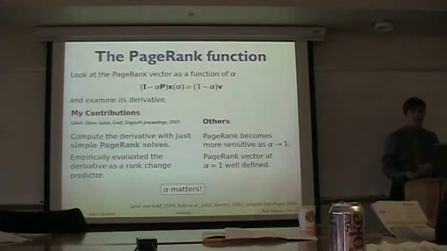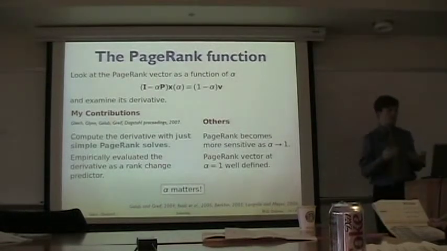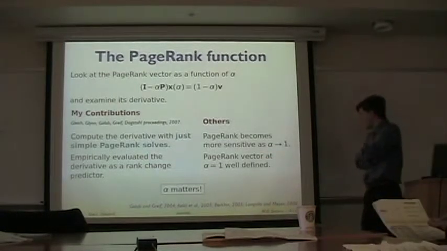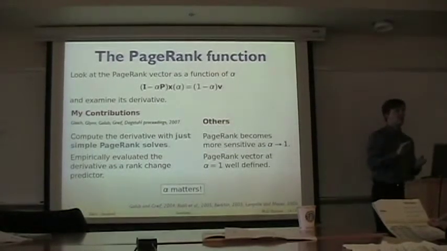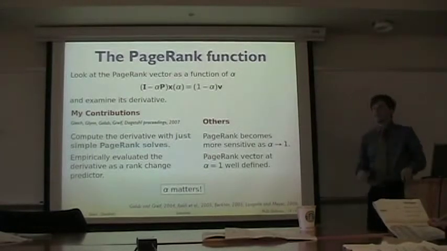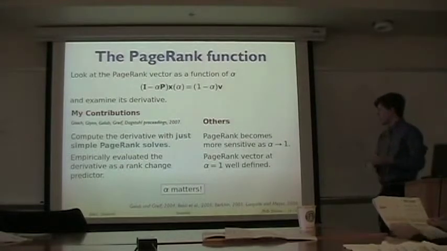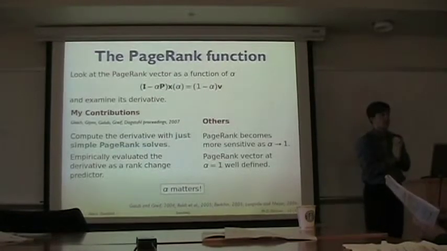Around the same time, people were also looking at the same function of alpha. It was sort of in the air at that time, so everyone was looking at this particular topic. What you can show is that this vector becomes more sensitive as alpha goes to one. As people are constantly clicking on the graph and not resetting very often, a lot of things start changing rapidly. That said, there's actually a well-defined PageRank vector at the parameter 1.